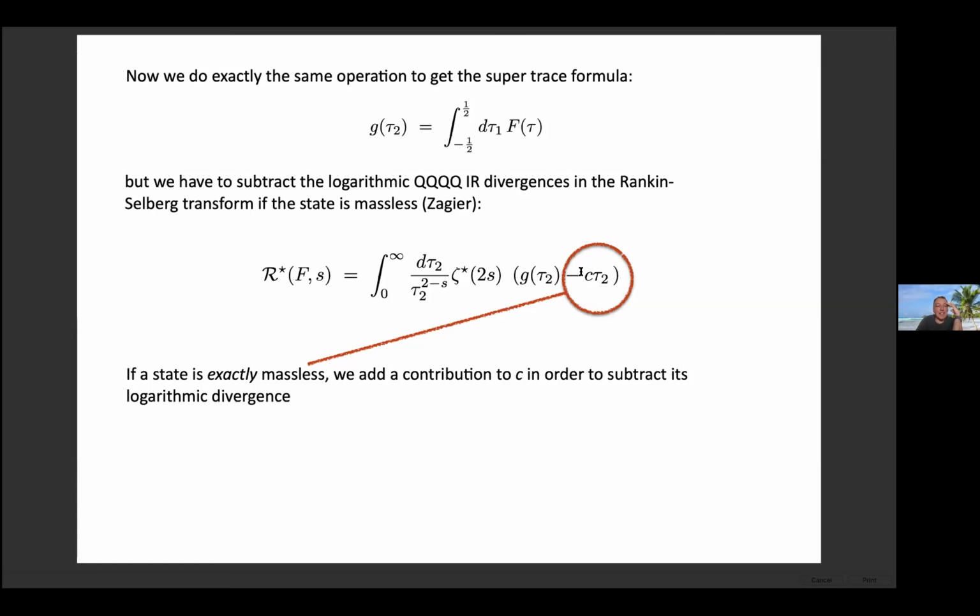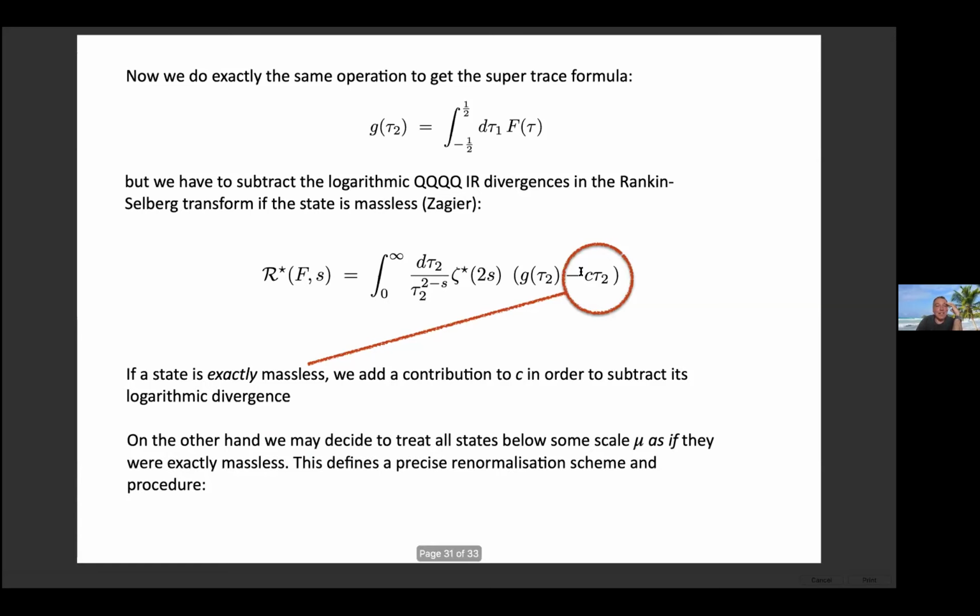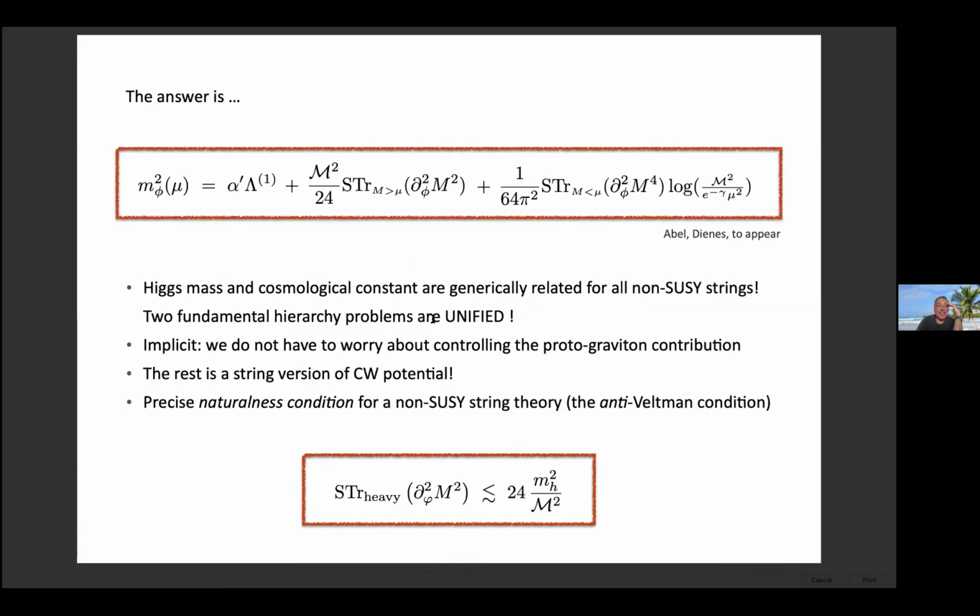But now I can start to think like a field theorist and say, well, I want to now cut off my tau 2, and I'm going to call that my energy scale. And I'm going to treat all the states whose masses are below some scale mu as if they were massless, and I'm going to subtract them. And then I get something that looks like a renormalization scheme and a renormalization procedure, where the numbers of degrees of freedom are going to depend on mu. Right, so that's the Rankin-Selberg technique, and then this is the answer you get.